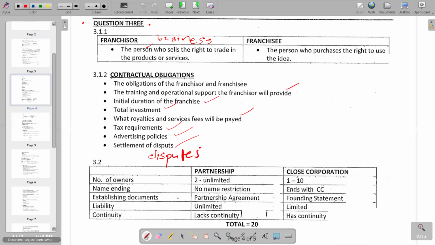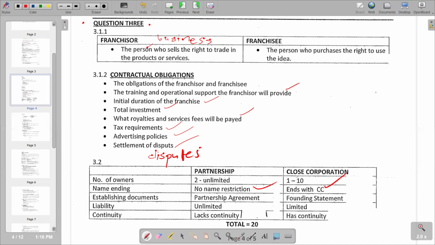We also have that mentioned in our answer section. Number of owners under partnership: we have two, which means at least two or more. We don't have an upper limit for a partnership; the lowest figure is two and the maximum is unlimited. For close corporation, it ranges from 1 to 10. For name ending under partnership, there's no restriction in terms of how you end the name. But under close corporation, it ends with CC, which means close corporation.